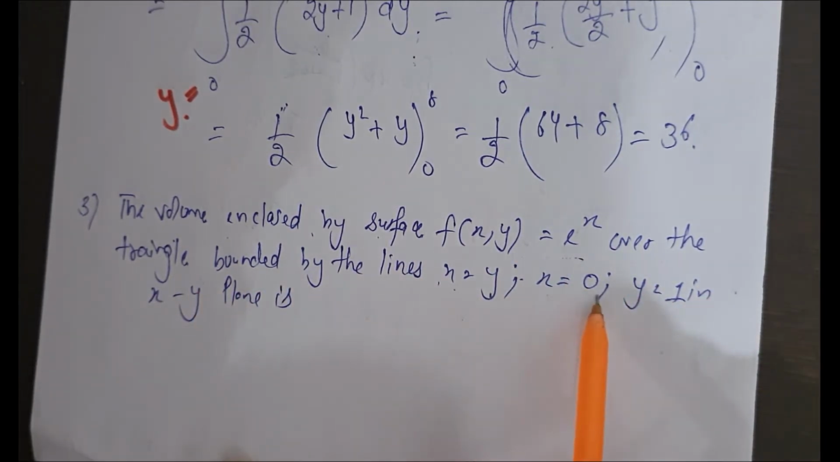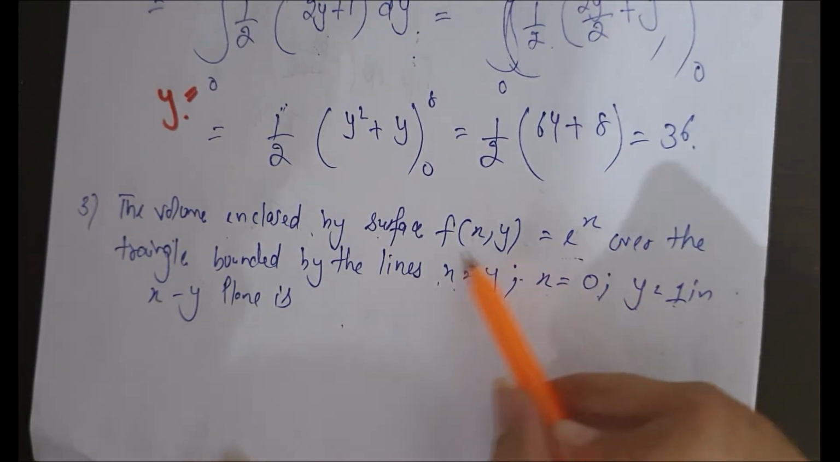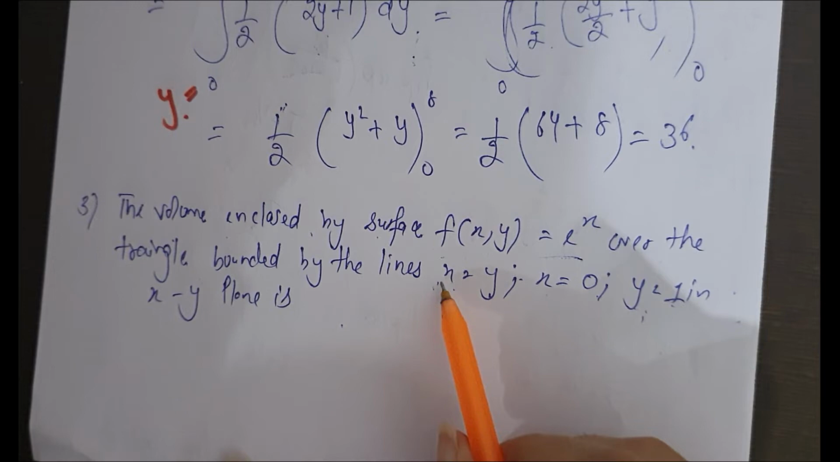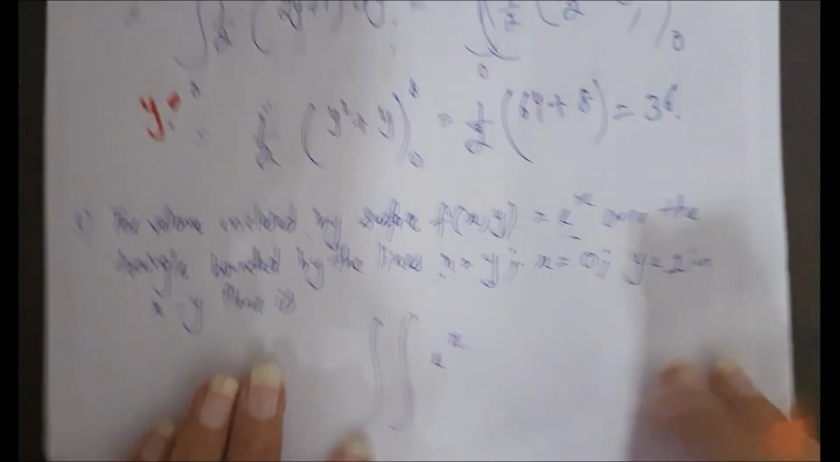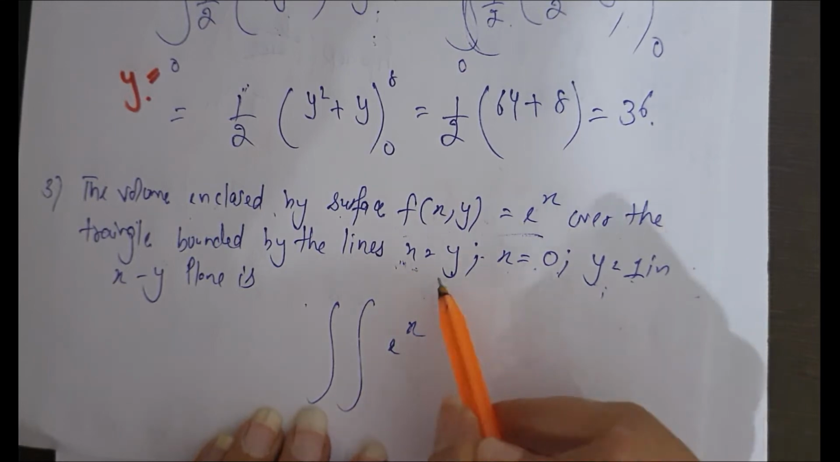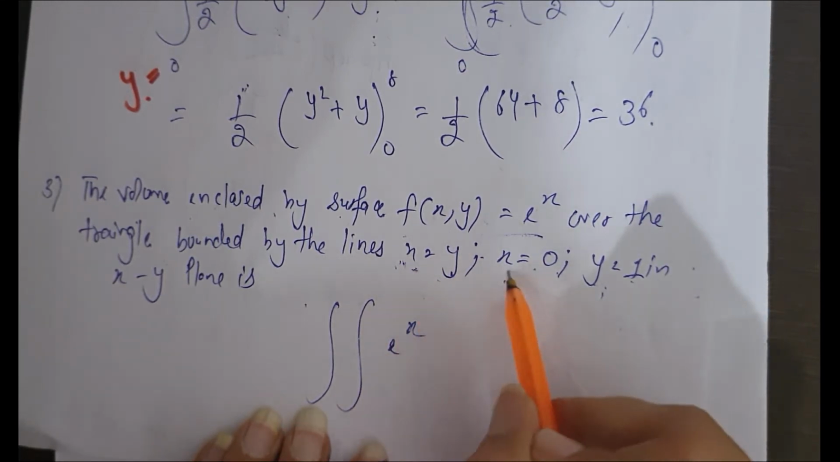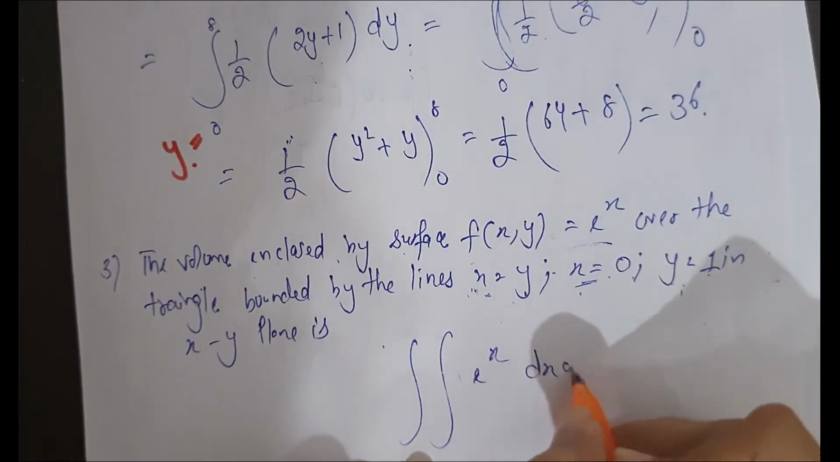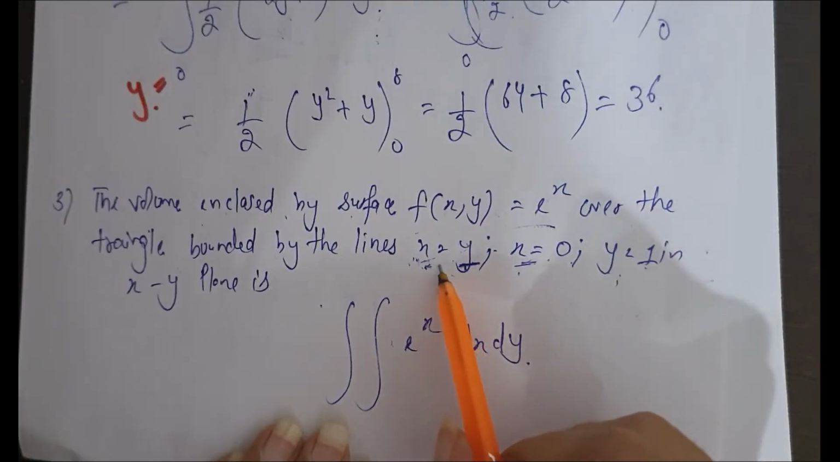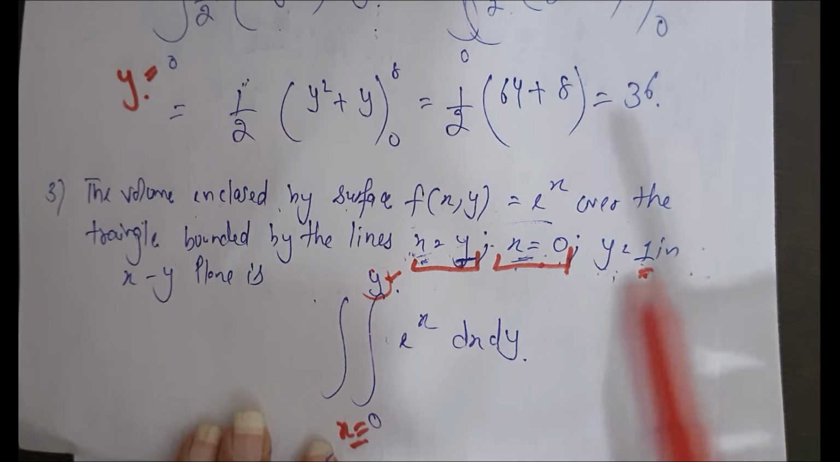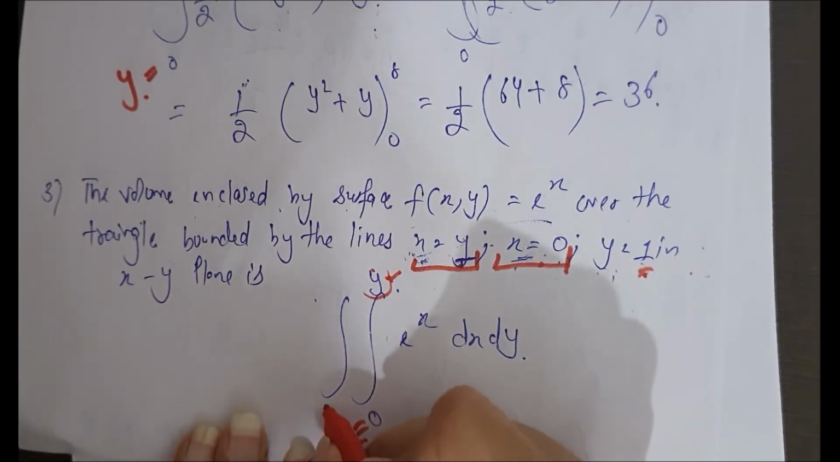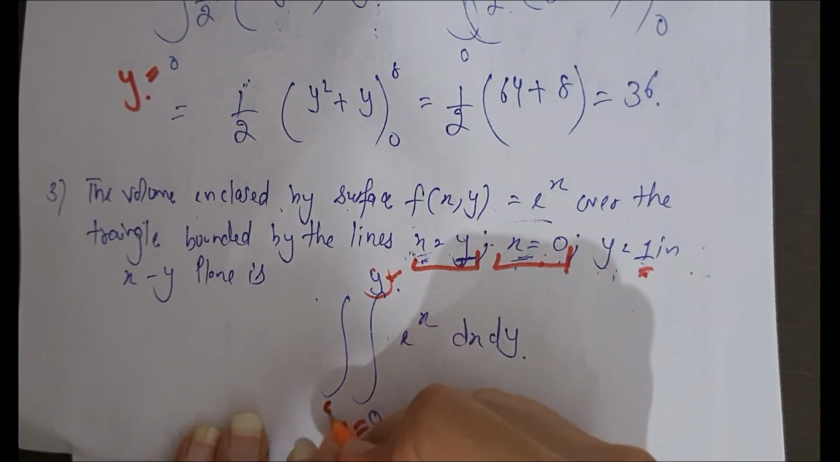y, x is equal to 0, y is equal to 1 in the xy plane. Here this is the function, and as you can see we are given two limits, so you have to use the double integration method, e^x dx dy. Here x is from 0 to y. Here y is 1 in the xy plane. It means that y is from 0 to 1.